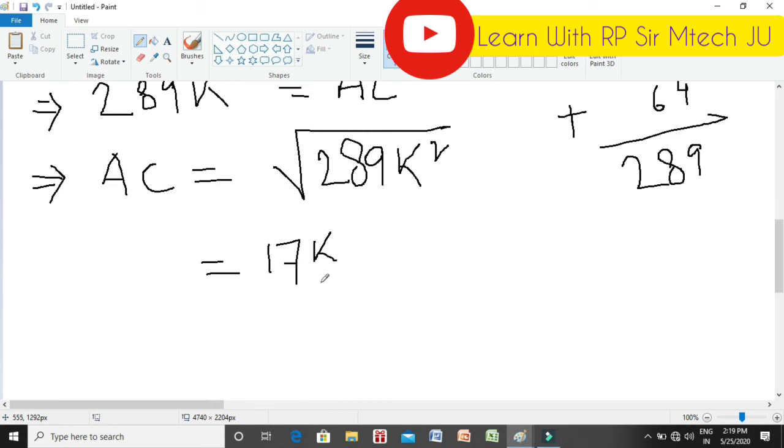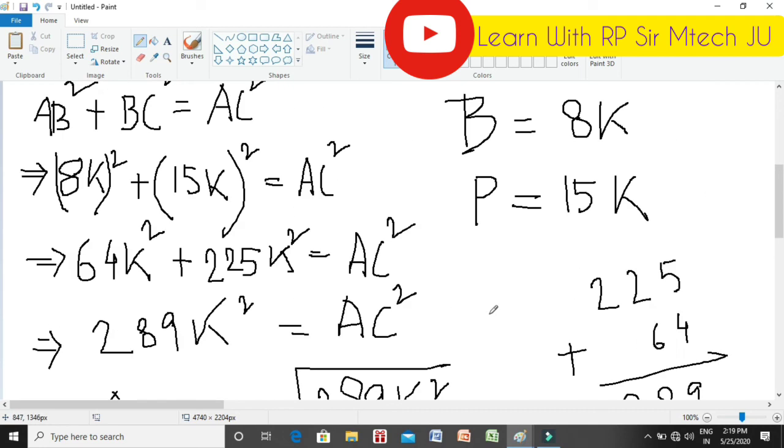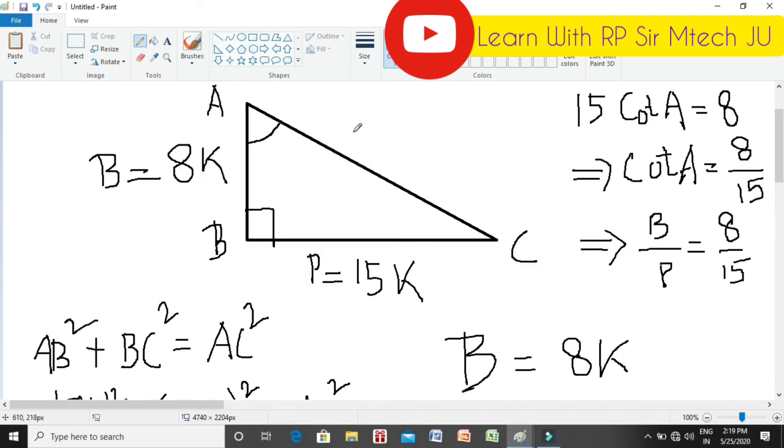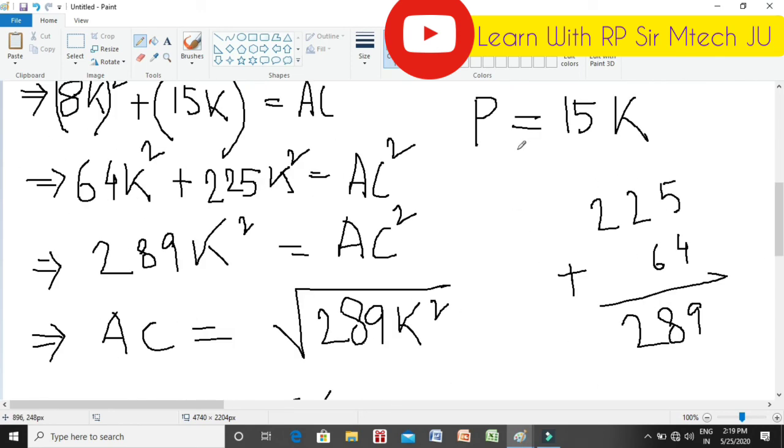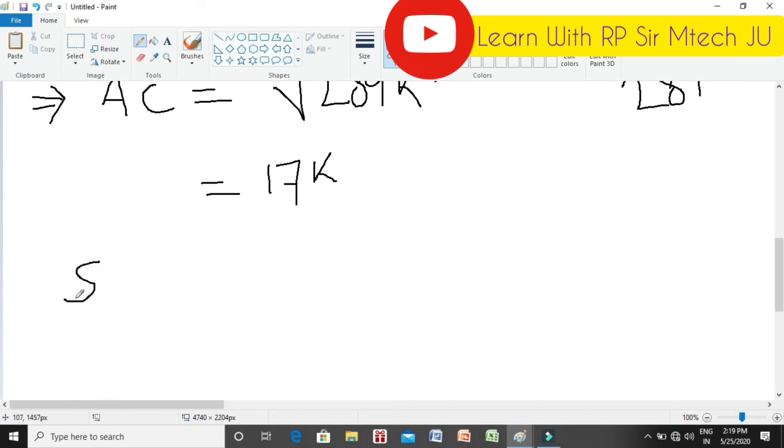So anyways, we have AC, the hypotenuse, which is equal to 17k. Right? So this is the end of this particular triangle. Now I need to figure out what is sine A and sec A. So it's very easy. Sine A means perpendicular by hypotenuse.